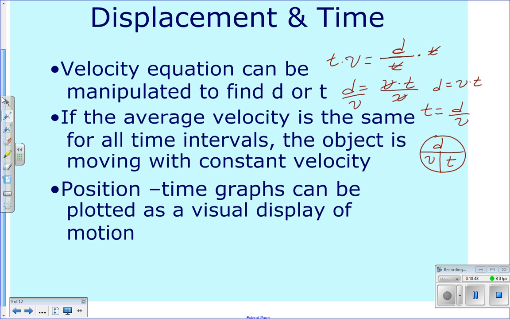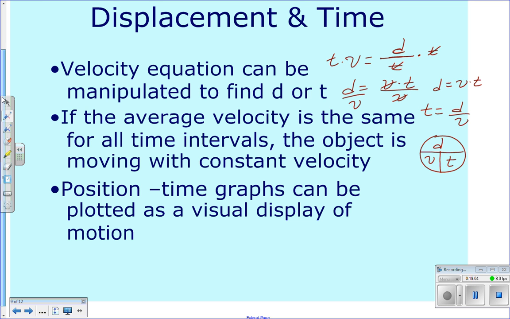As we said before, we can display an object's motion using a graph. We can use words. The object is traveling at 15 meters per second. We can use an equation, like the one I just showed you. We can calculate the object's velocity. And we can also show it with a graph.